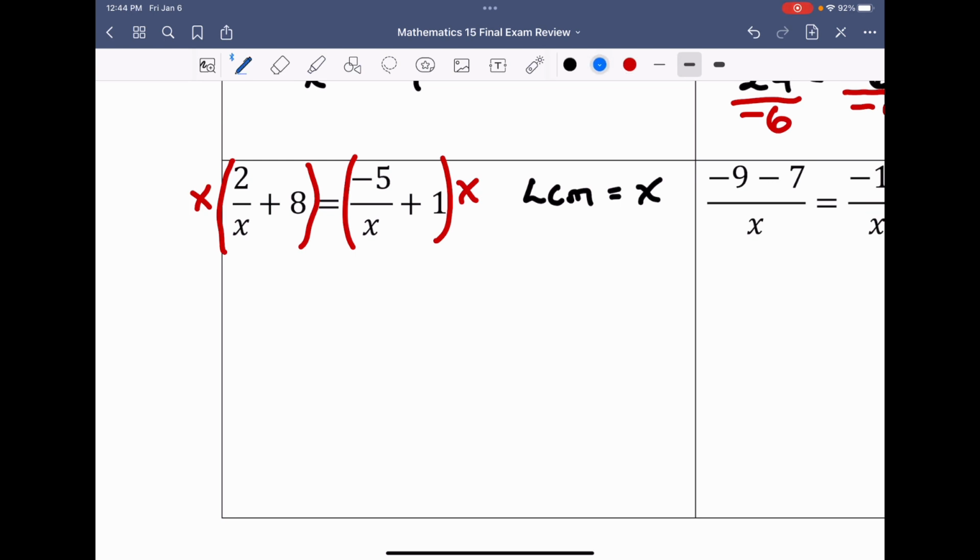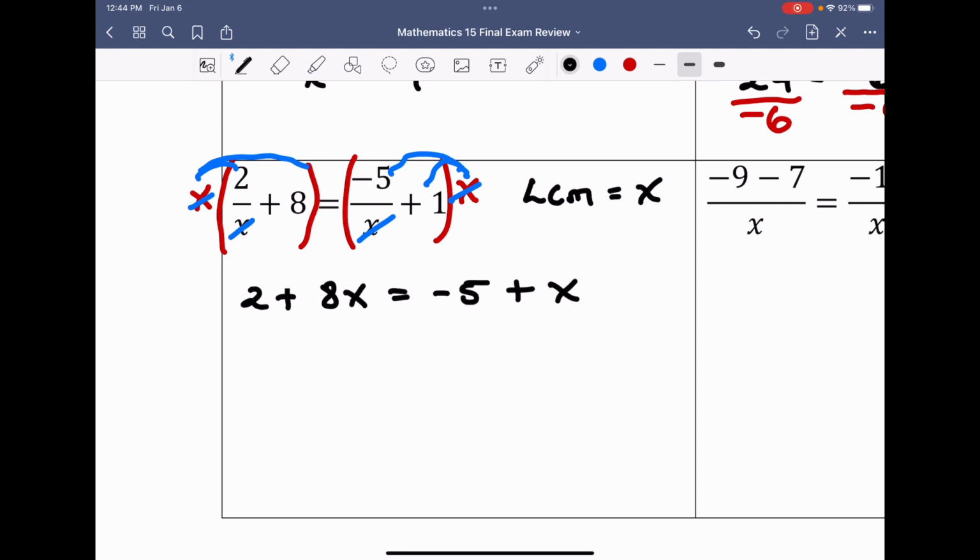Okay, when I multiply both sides by x, I need to remember that this distributes. It distributes to both terms that are on the sides there. So when I do 2 over x times x, the x's eliminate. When I do x times negative 5 over x, those x's eliminate. And here's what I have left. 2 plus x times 8, which is 8x, which is equal to negative 5, because the x from the denominator canceled, 1 times x, which is plus x, because we don't need to write that coefficient. I mean, we could, but it's just kind of an extra here.